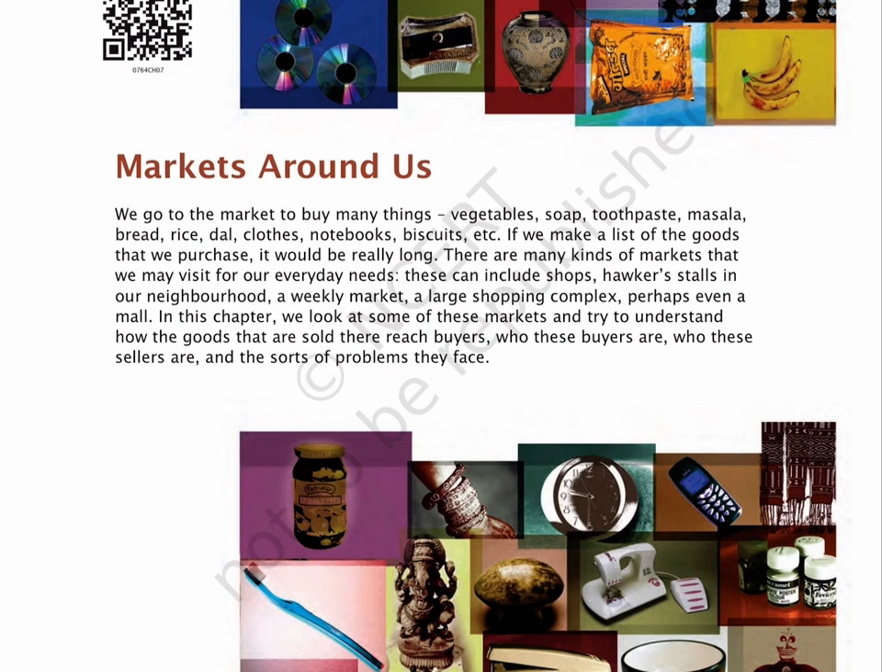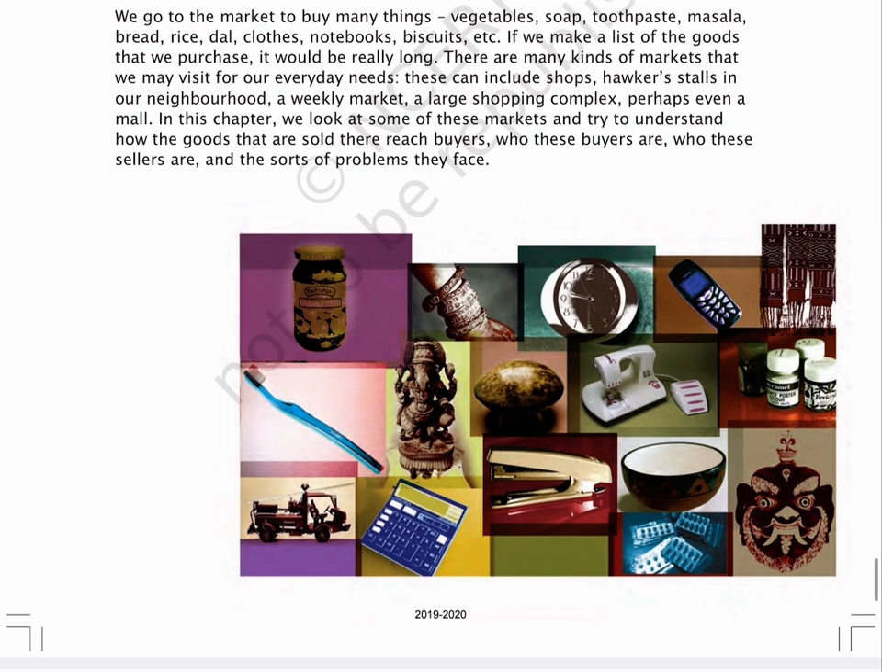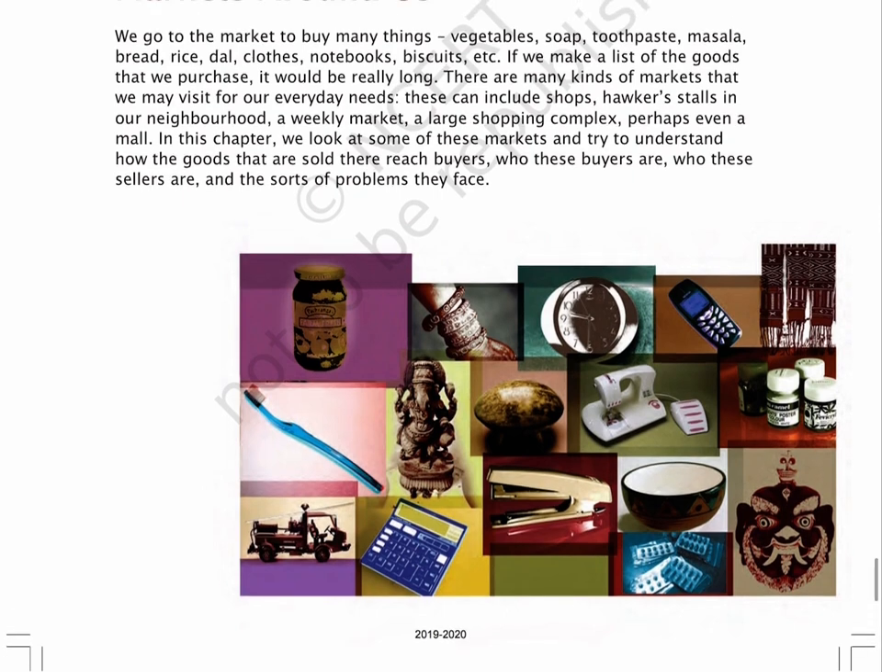There are many kinds of markets that we may visit for our everyday needs. These can include shops, hawker stalls in our neighborhood, a weekly market, a large shopping complex, perhaps even a mall. In this chapter, we look at some of these markets and try to understand how the goods that are sold there reach buyers, who these buyers are, who these sellers are, and the sorts of problems they face.